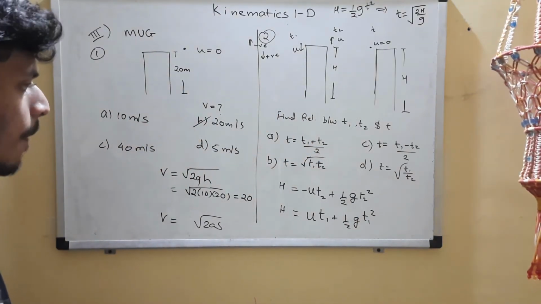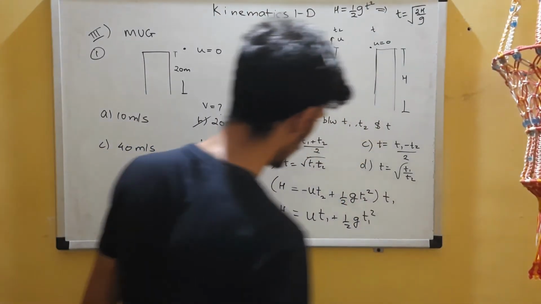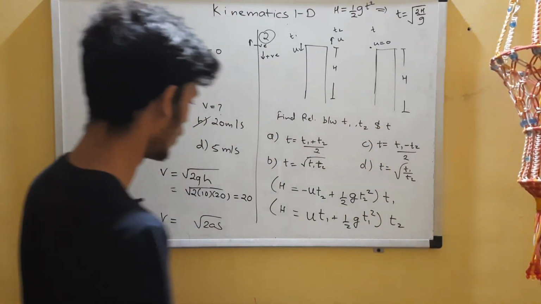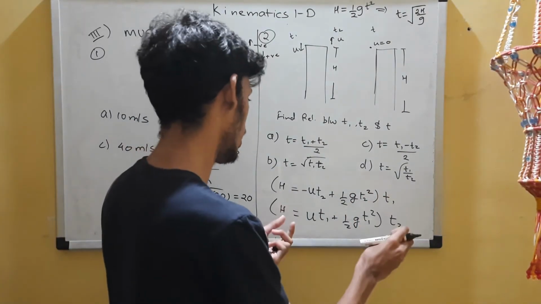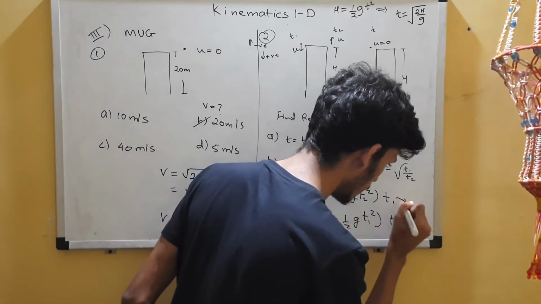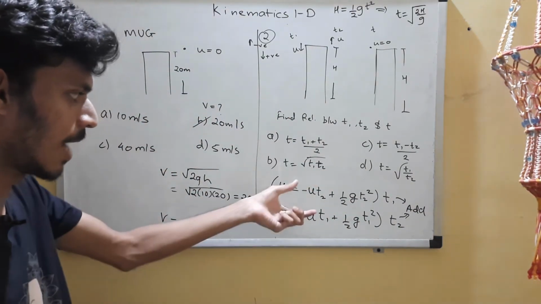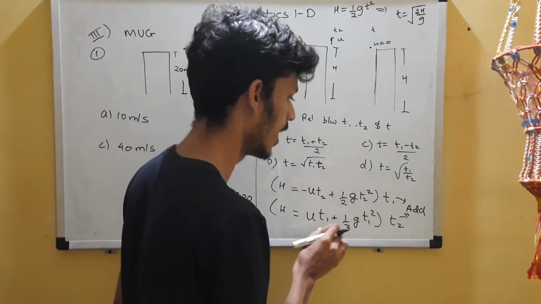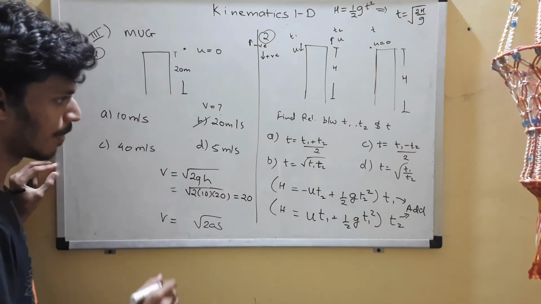Now what am I going to do? I'm just going to multiply t1 to the first equation. This is a particular way of approach which will solve our question. So I'm multiplying t1 over here and t2 over here, and I'll add these two equations. Basically what I'm doing is eliminating this term. Here you'll get minus u t2 t1, here you'll get u t1 t2, so these two terms will get cancelled. That is what I'm trying to do over here.